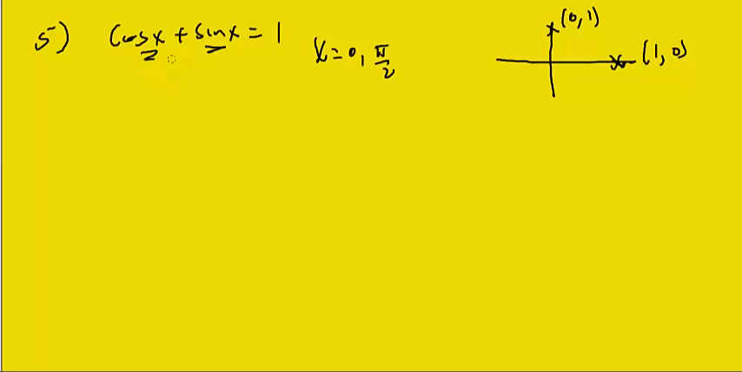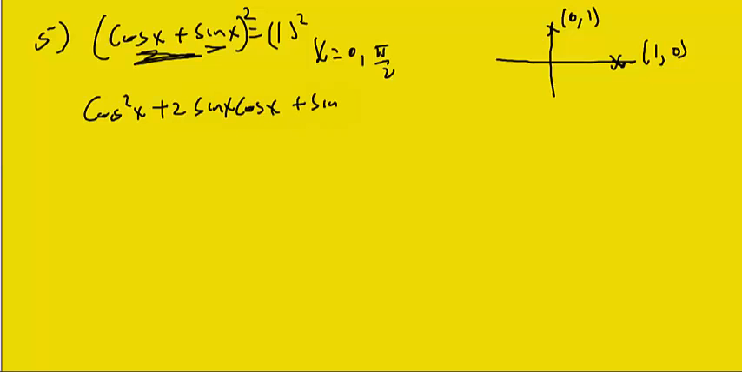Now the algebra way, here we go. I sit here, try to figure out how to solve it, can't do it. All else fails, let's just square it, see what happens. Square both sides. When I square this, I have to expand that binomial. That is cosine squared x plus 2 sine x cosine x plus sine squared x is equal to 1.